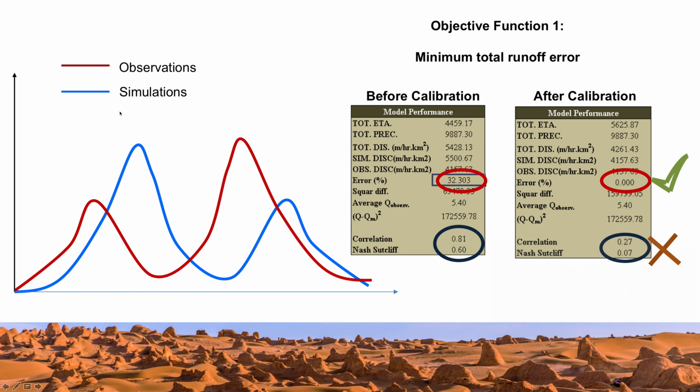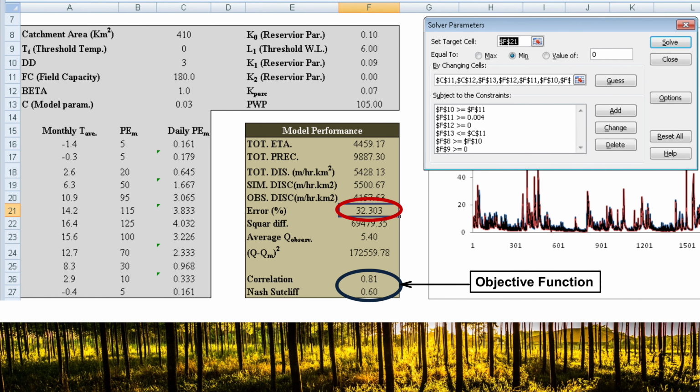So imagine observations and simulations in this form. Here, the sum of the two could be similar and the overall error could be very small. But as you can see here, observations and simulations are very different. In that case, error is not a good objective function to describe model performance. We need something else. Now, let's try the Nash-Sutcliffe coefficient as our objective function.